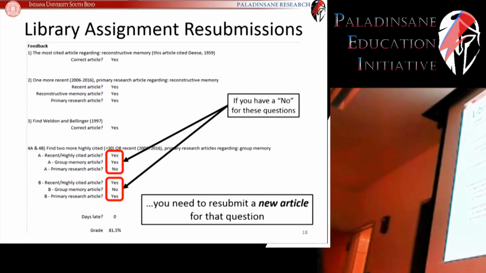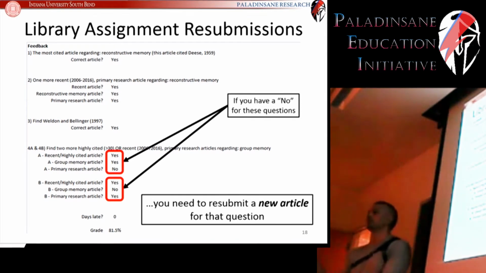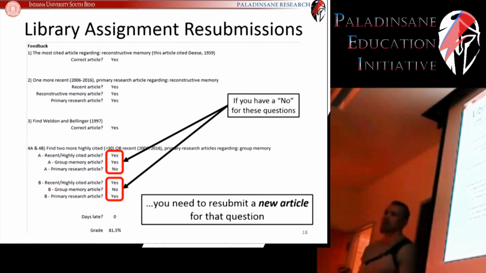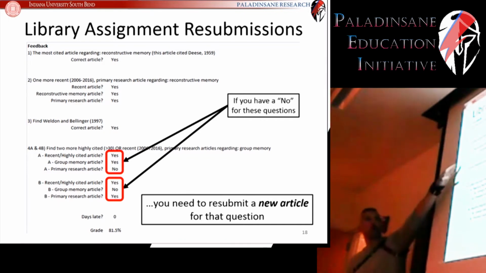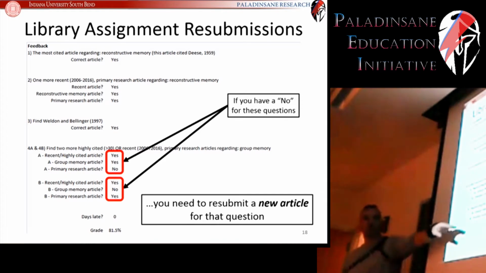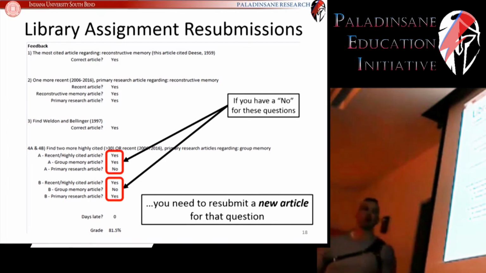If that's the case, you need to resubmit a new article for that question. So we need to make sure that we have enough of a background literature review. We have enough primary research sources in order to write our research paper. So we need 6 articles in total. The Deese article, Roediger and McDermott, Weldon and Bellinger, those are the 3 everybody shares. And then the 3 additional ones from 2, 4A, and 4B that you find on your own.